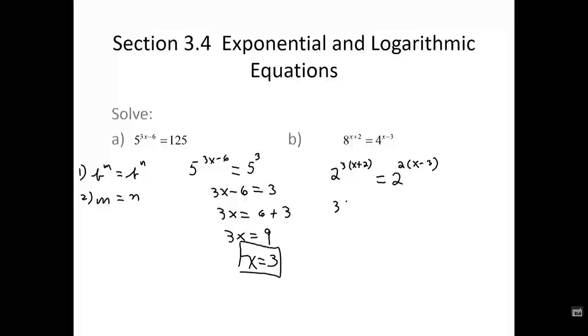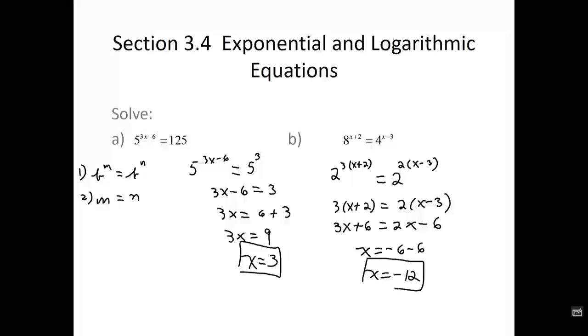Now we can equate the exponents. So we have 3 times x plus 2 is equal to 2 times x minus 3, which is 3x plus 6 is equal to 2x minus 6. Solving for x, we have 3x minus 2x is x, and negative 6 minus 6. So therefore, x is equal to negative 12.